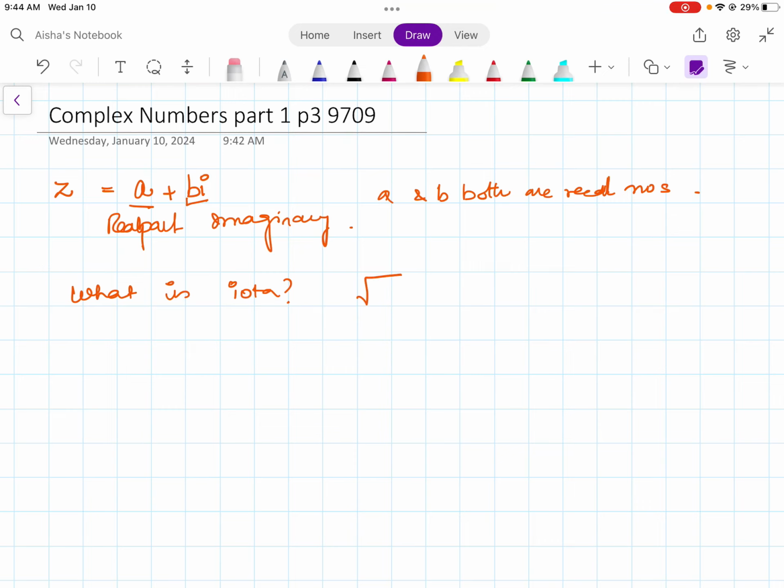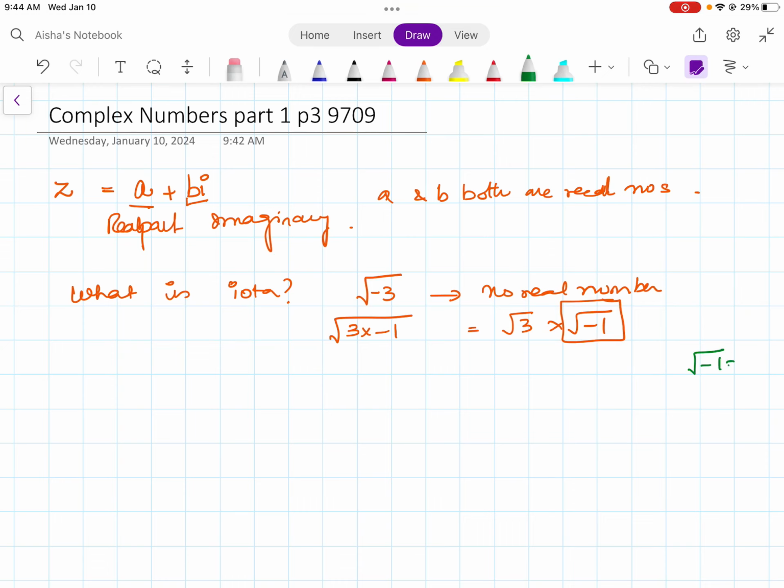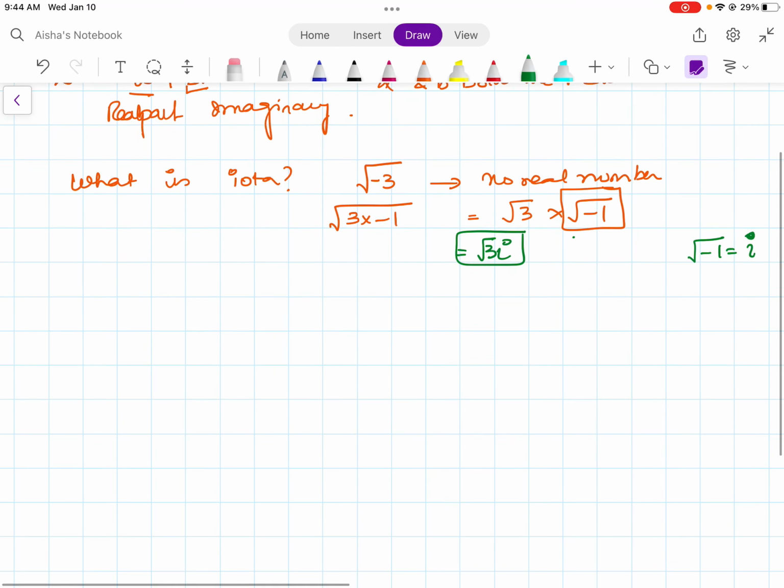When we get something like under root minus 3, we write it as no real number or no real root. What we do is we split it. This can be written as under root minus 1, which is iota. So this can be written as under root 3 iota. Okay, now let's find out different powers of iota.